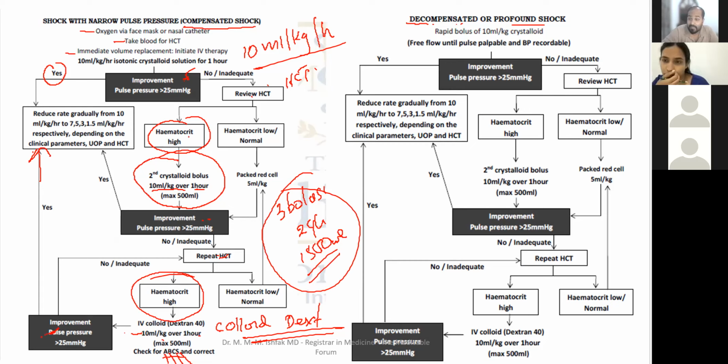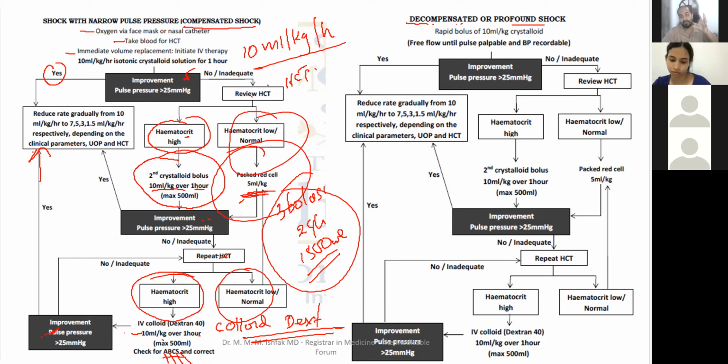Whenever you are checking the hematocrit after giving a crystalloid bolus or a colloid bolus, and the hematocrit is low, what does that mean? That means this shock is due to bleeding. You need to give red cells. You need to give blood. A blood transfusion of 5 ml per kg should be given as a bolus to solve the shock, right?